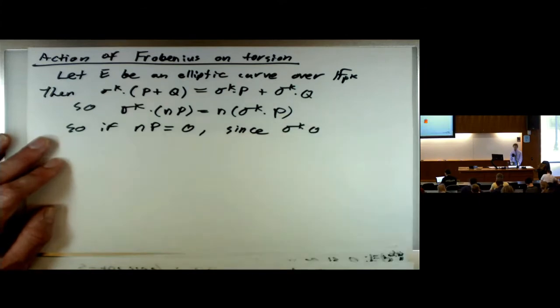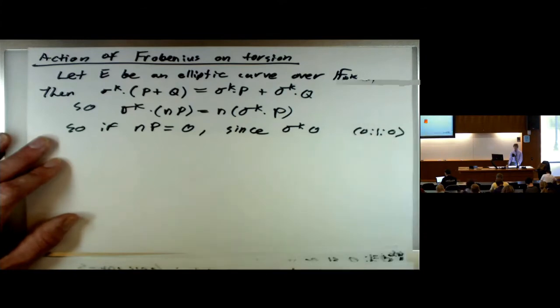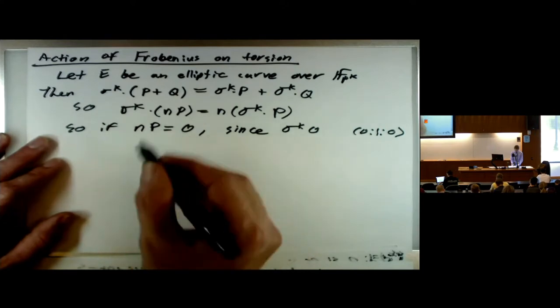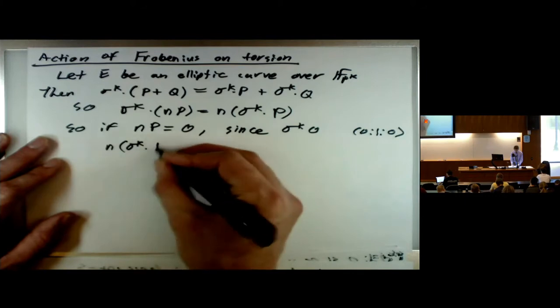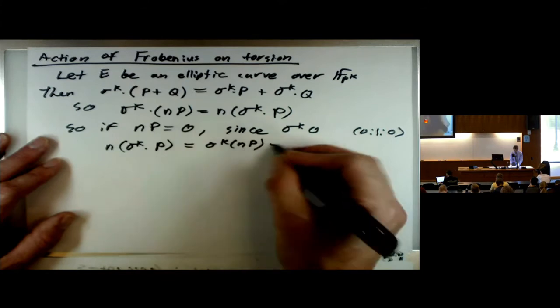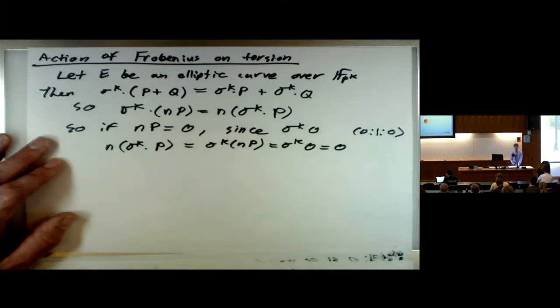Why does it act trivially on the identity? Well, remember, for the identity, that's defined over the base field F_p. So it's going to act trivially on that. And so basically, what we get is n sigma^k(P) equals sigma^k(nP) equals sigma^k(O) equals O. So sigma^k is well-defined on n torsion.